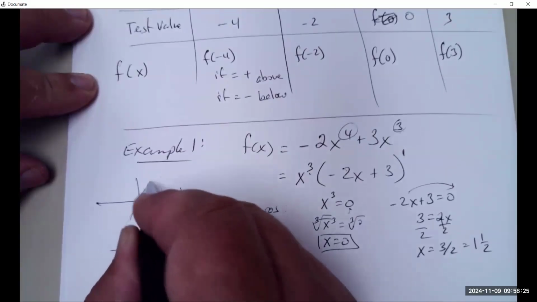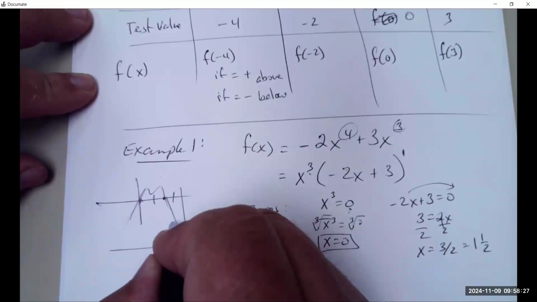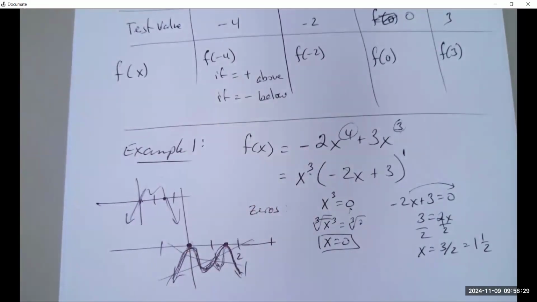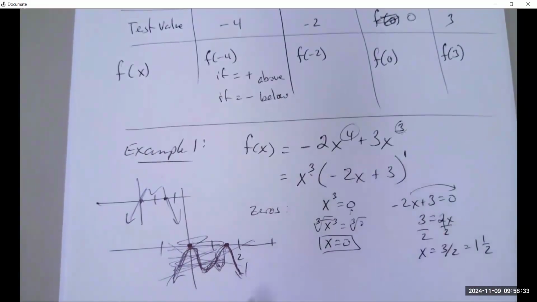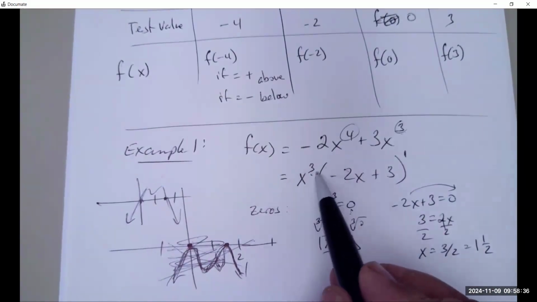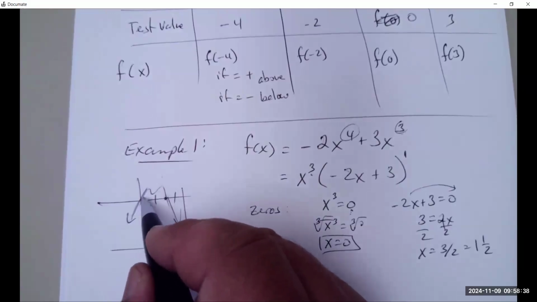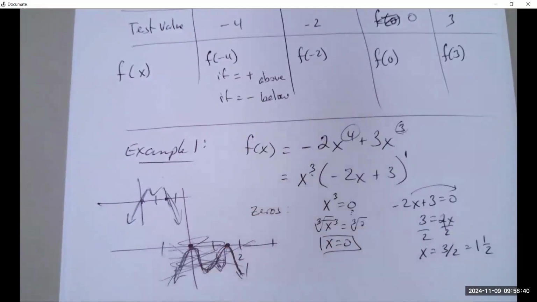They cross. They have to cross the x-axis. This not bouncing, I can't do that, because that's only if it's even. So since they're both odd, I know it has to cross. And it has to go back down and cross there too.